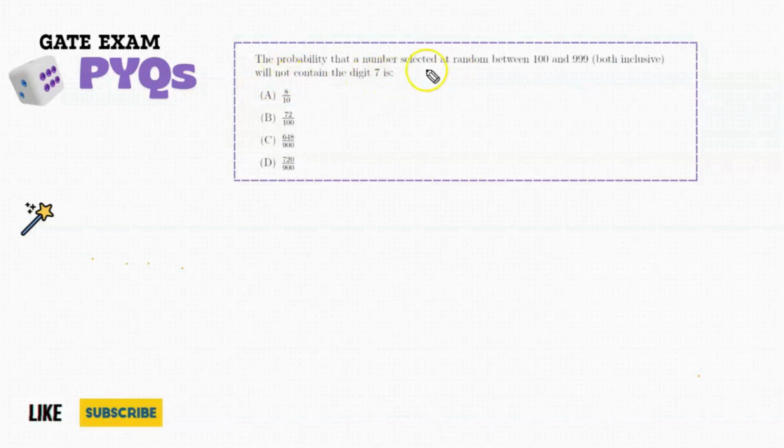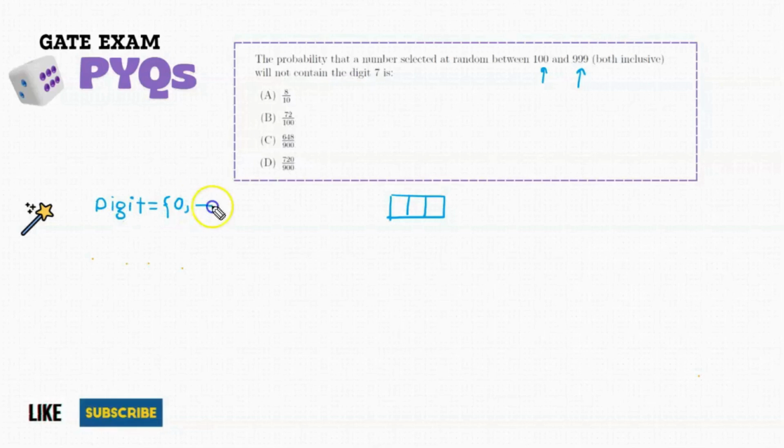It is given that we have to find the probability that a number selected at random between 100 and 999, both inclusive, will not contain the digit 7. That means that the 3-digit number should not contain 7 as any of its digits. So if we talk about digits, how many total digits do we have? We have from 0 to 9, so total 10 digits.